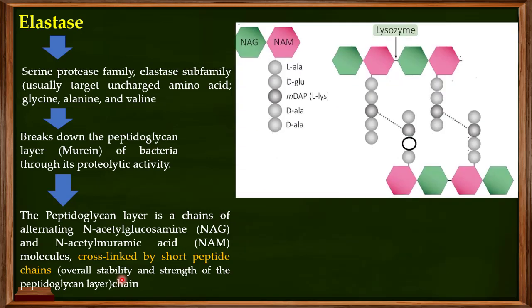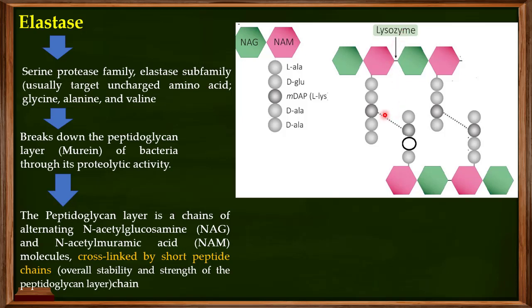As you can see over here, this is the NAM, this is the NAG. They are connected to each other through beta-1,4 glycosidic linkage. As we saw in the last video, lysozyme acts on those particular beta-1,4 glycosidic linkages. So the NAG and the NAM, then the NAG and the NAM, make these chains. These chains are then connected to each other, and the lysozyme is responsible for the breakdown of those particular linkages between the NAG and the NAM. So that is what lysozyme is doing.